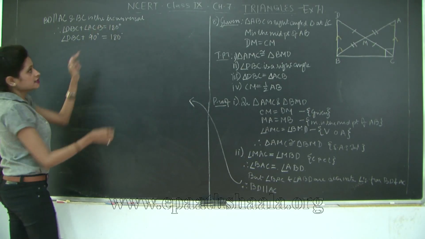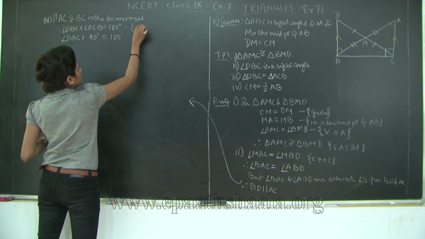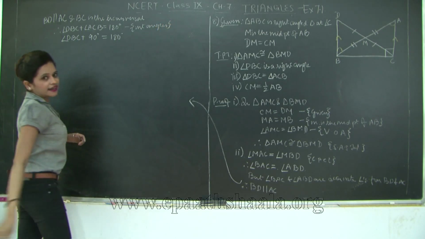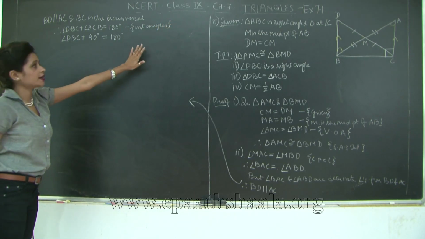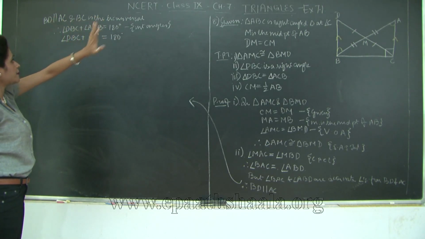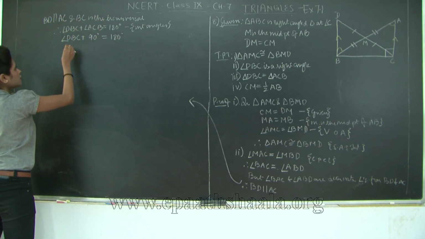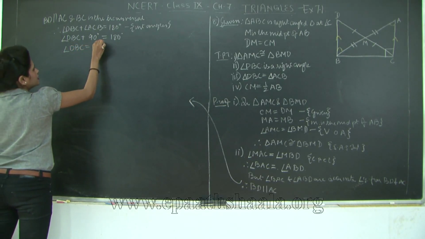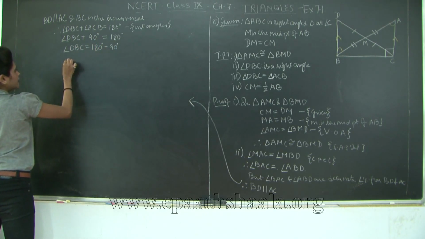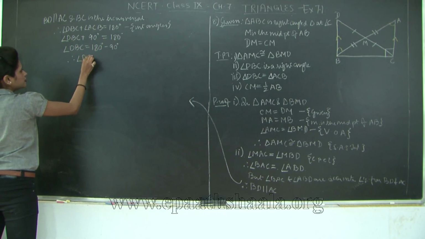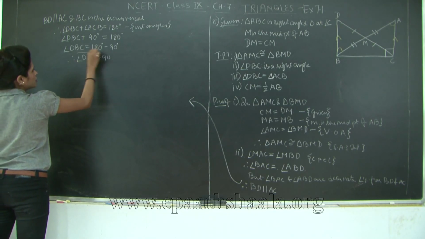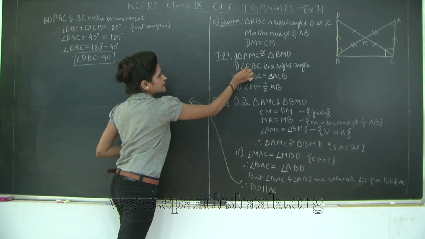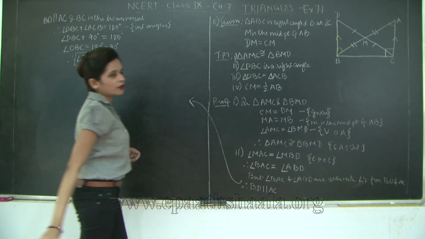And why I have written this? Let's write the reason over here. Interior angles on the same side of the transversal. You can just write interior angles also because you've mentioned that the two lines are parallel. So, taking 90 degrees here, I get angle DBC is equal to 180 degrees minus 90 degrees. Therefore, angle DBC is equal to 90 degrees. So, we have proved the second part over here. This is DBC and not PBC, just little handwriting problem.